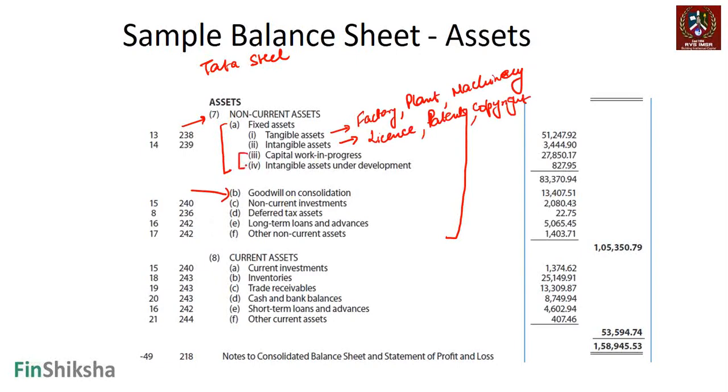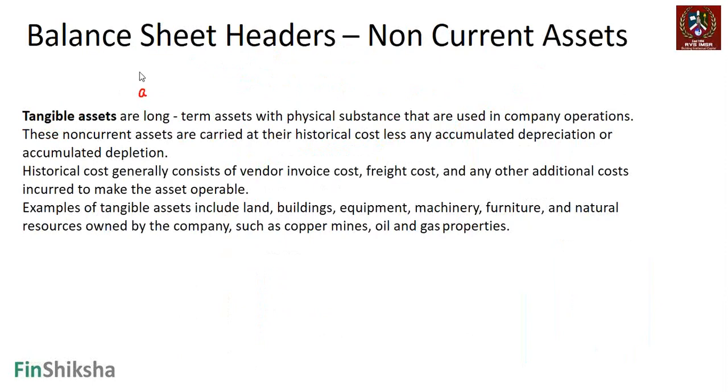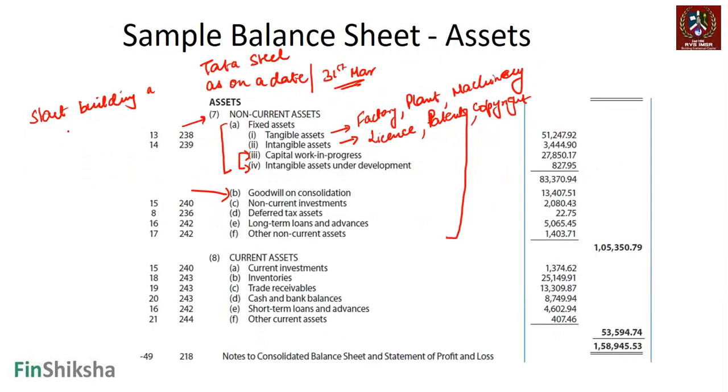Then we see two more terms here, which are capital work in progress and intangible assets under development. Remember that the balance sheet is as on a date, right? Which is typically, let's say, 31st March of the year. Now, if you start building a factory and do not complete it by 31st March, you've put in 1,000 crore in it, but it is not yet operational. So it has to be classified under long-term or non-current assets.